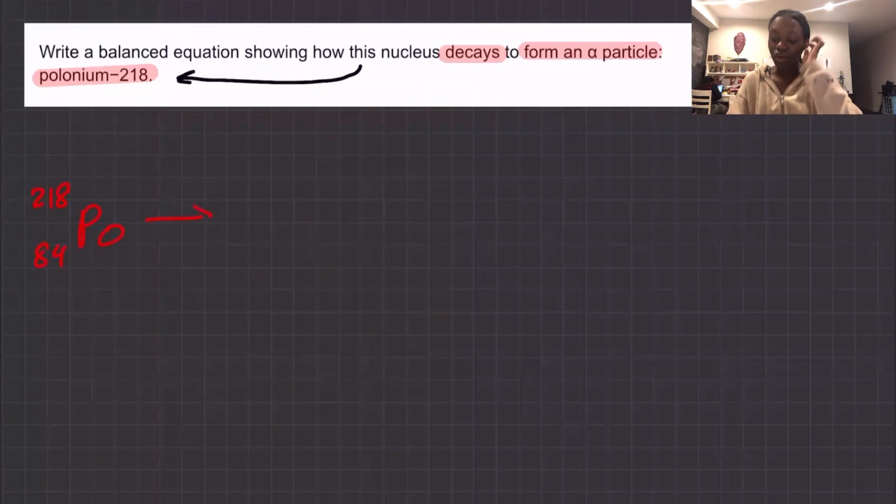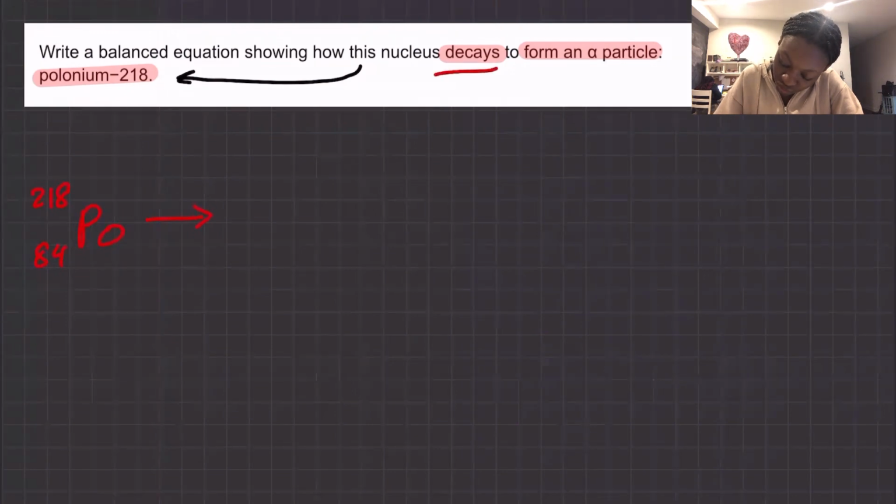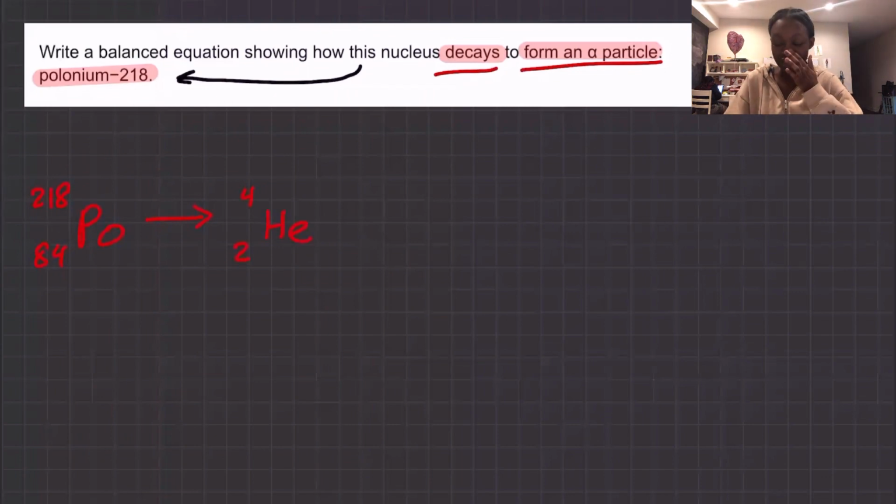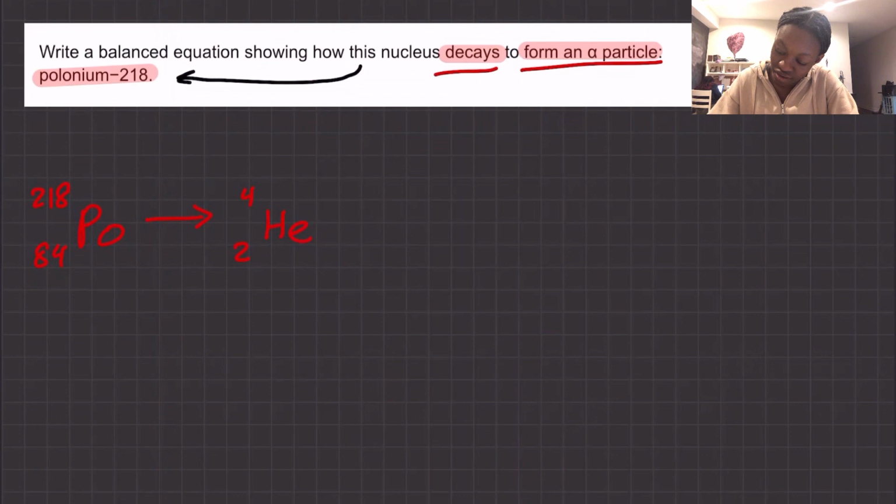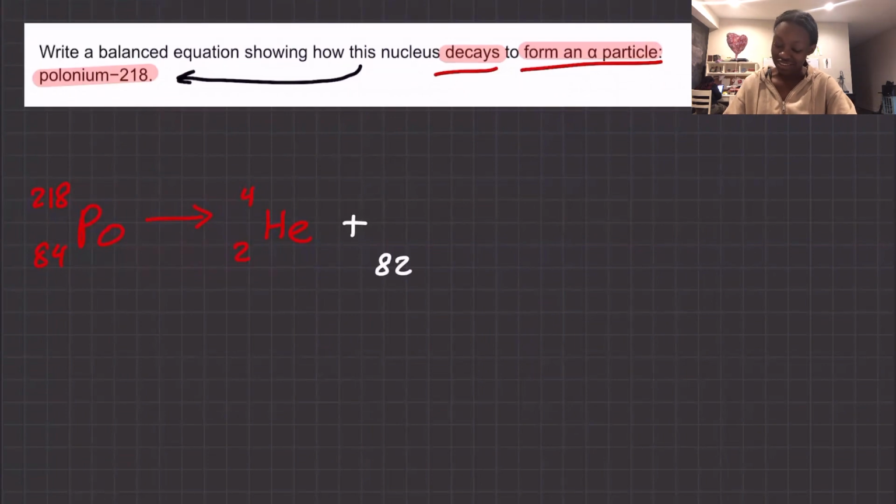We know that one of the products is an alpha particle, right? Because it decays to form an alpha particle. So we are going to add first the alpha particle, also known as the helium atom, and then we're going to add the other product, right? So thinking in terms of addition, we know that this mystery product is going to have an atomic number of 82, since 82 plus 2 equals 84. We also know that it's going to have a mass number of 214, since 214 plus 4 equals 218.